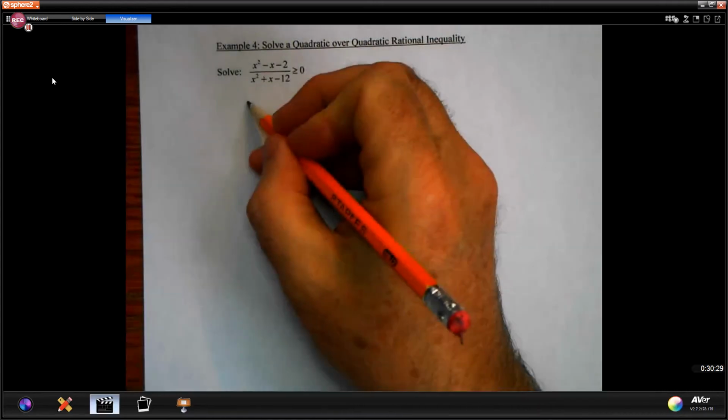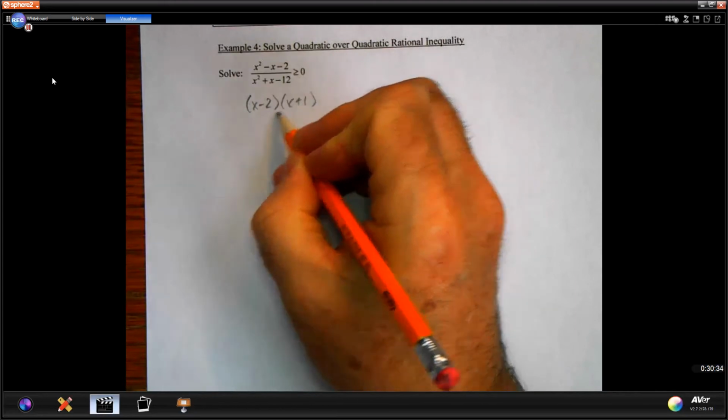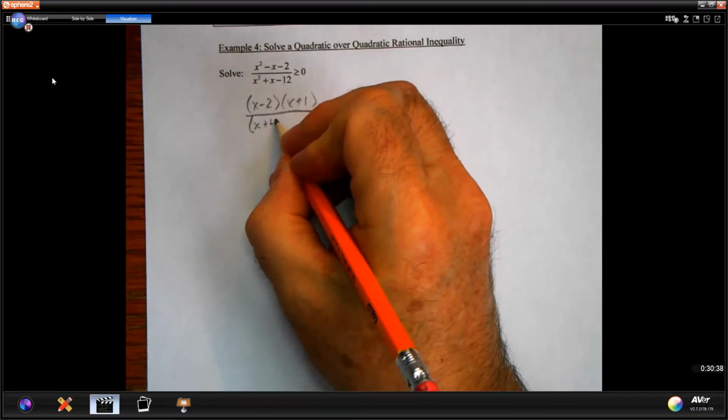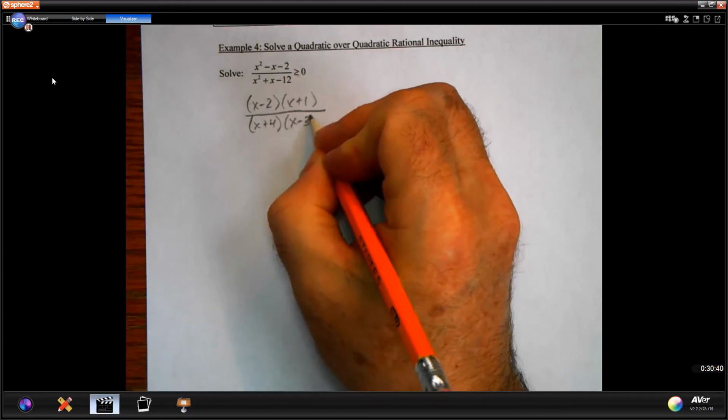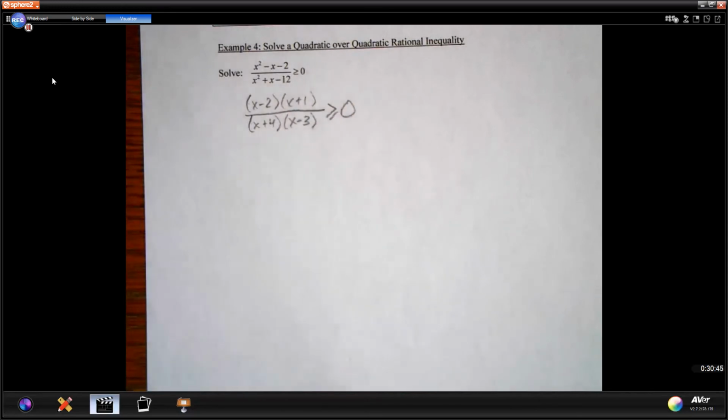And they're both factorable, so we have x minus 2, x plus 1 on the top, and x plus 4, x minus 3 on the bottom. And that whole thing is greater than or equal to 0. Okay, and we don't have to do anything more. We've got everything we need.